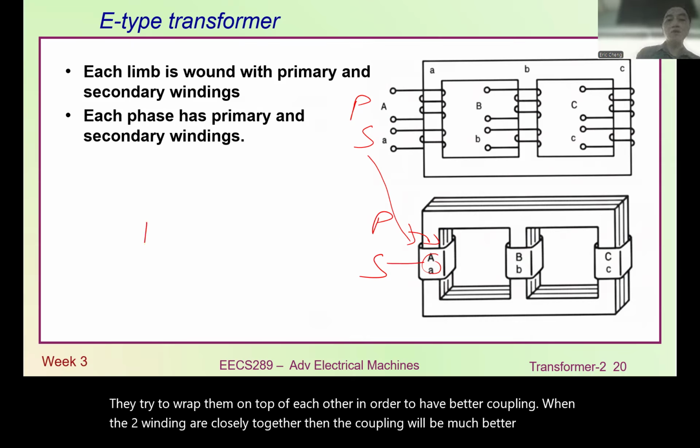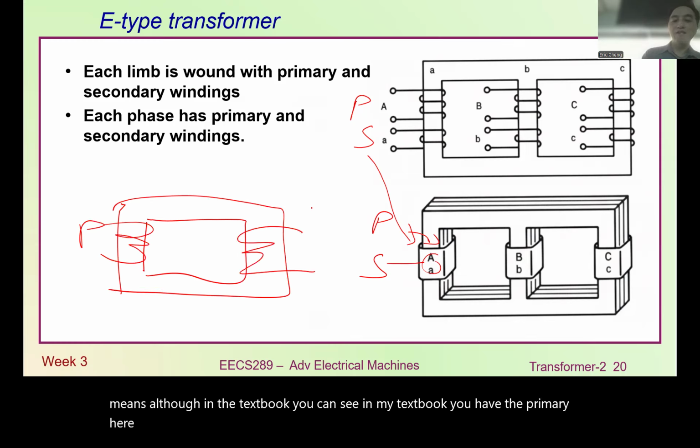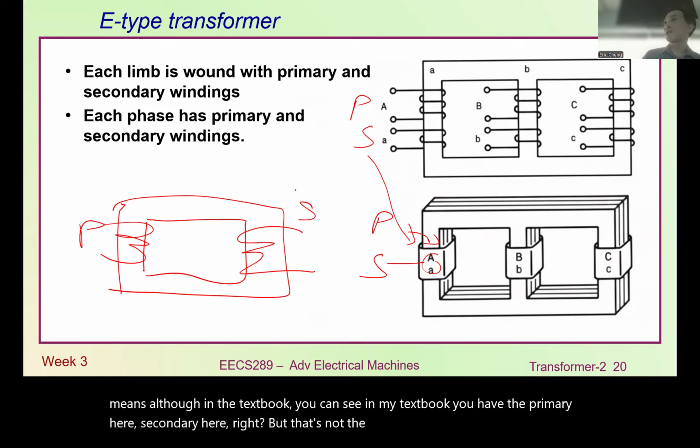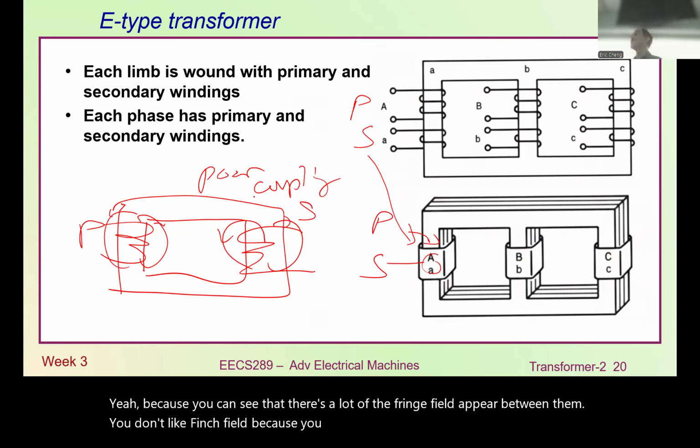So that means, although in many textbooks you see the primary here and the secondary here, right? That's not the case. The coupling here will be poor, because you can see that there's a lot of fringe field appearing between them. We don't like fringe field because it contributes to leakage inductance.